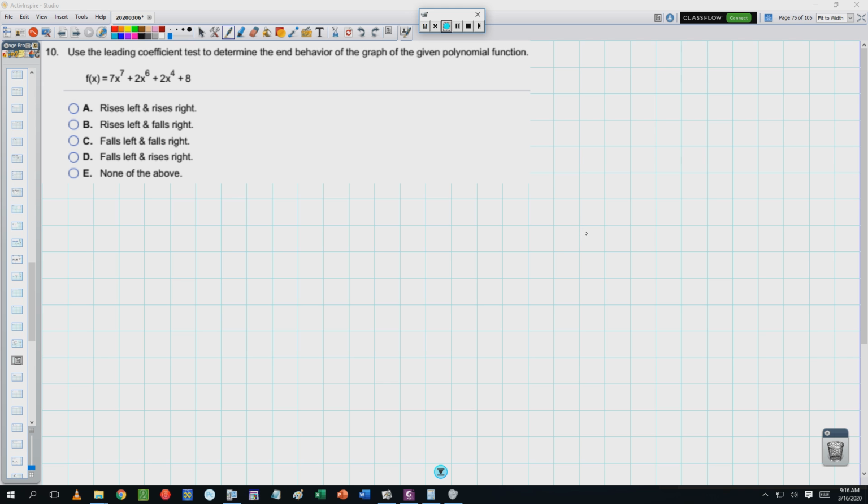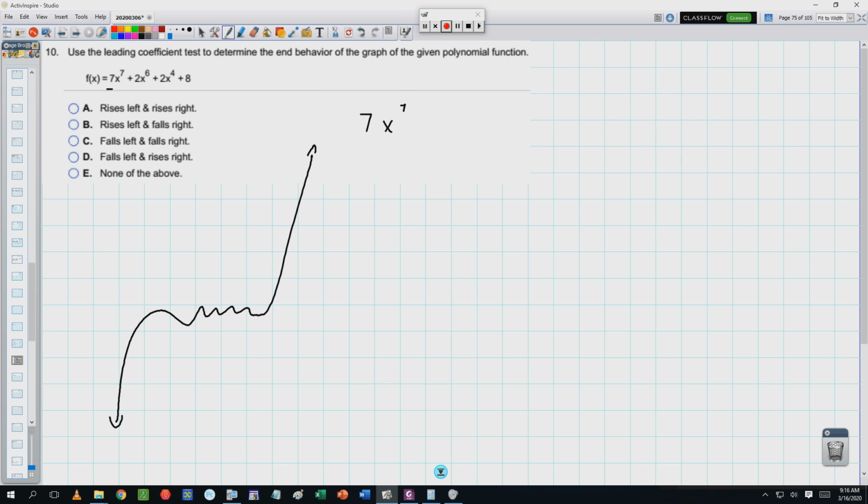Use the leading coefficient test to determine the end behavior of the graph and the polynomial function. Your leading coefficient here is 7, but the most important thing is that 7 power you have there. With odd powers, the graphs will start low and do some work, and then they'll finish high.